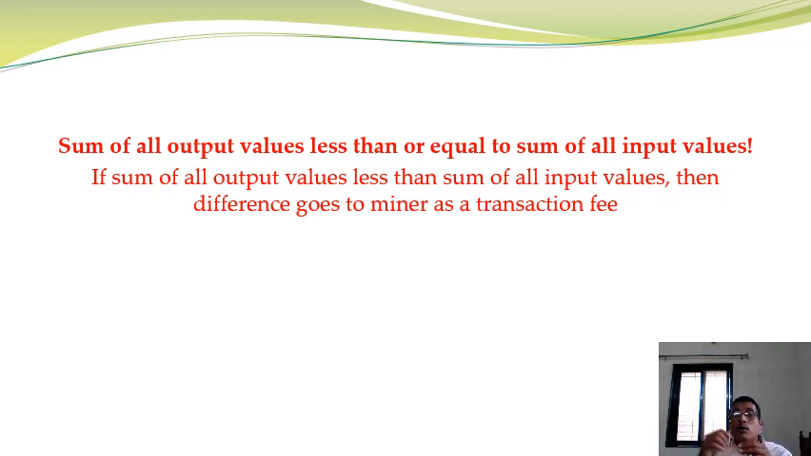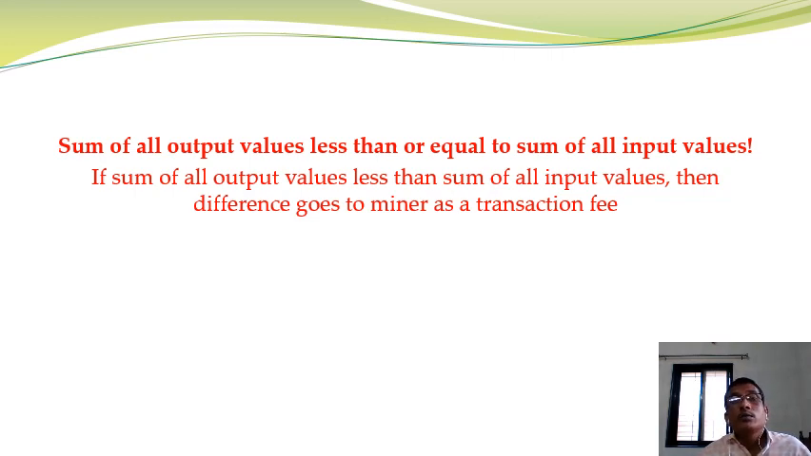Whatever the input transaction spends should not be greater than the output, because if we have 10 bitcoins received from the previous transaction, we cannot spend more than 10, because we have only 10 bitcoins in hand that we have received from the previous transactions. So you can see this basic sentence. This is very important: sum of all output values less than or equal to sum of all input values.